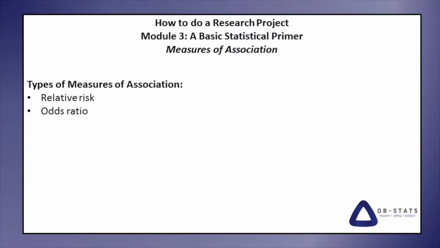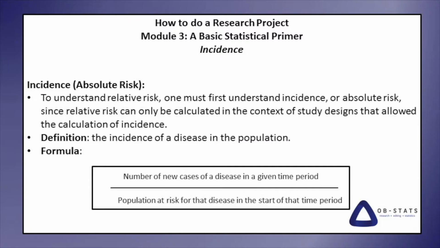There are 2 main measures of association that the average physician will encounter in the majority of research studies they read or conduct. The first measure is relative risk, and the second measure is the odds ratio. To understand relative risk, one must first understand incidence, or absolute risk. Absolute risk refers to the incidence of disease in the population, while relative risk refers to the ratio of risk in the exposed population divided by the risk in the non-exposed population.